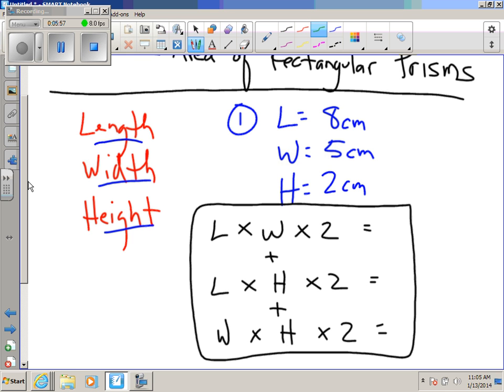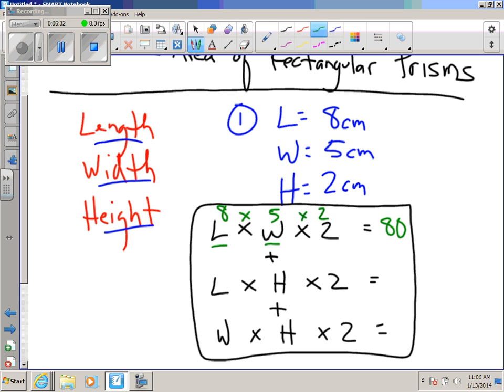But the bottom is going to be the same as the top. So we'll take that measurement, this length times the width, and we'll just go ahead and multiply it by 2 right away. Because that's going to cover not only the bottom, that's also going to cover the top. So let's plug that in. The length is 8 times the width is 5 times 2. 8 times 5 is 40. 40 times 2, 80. Okay.